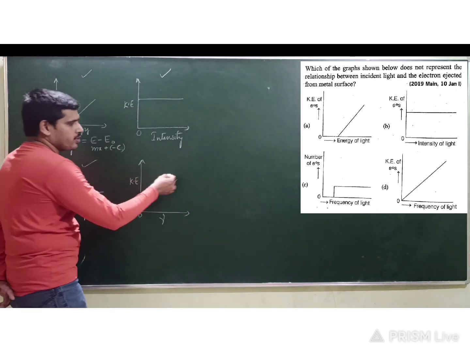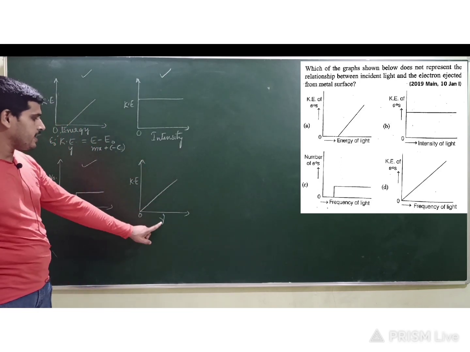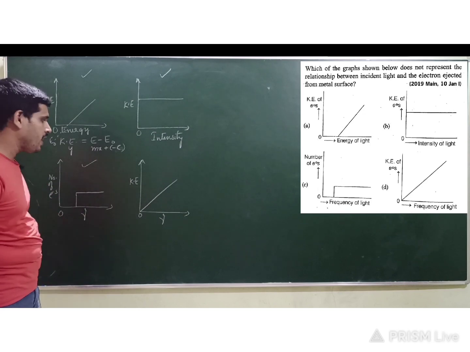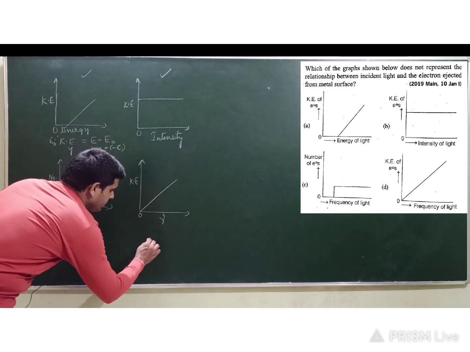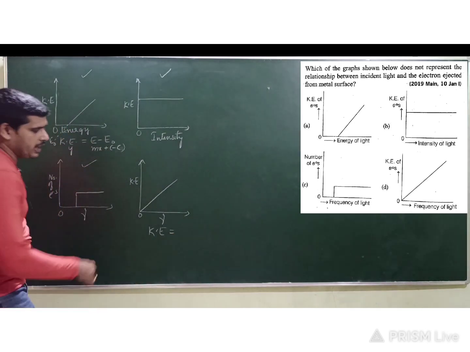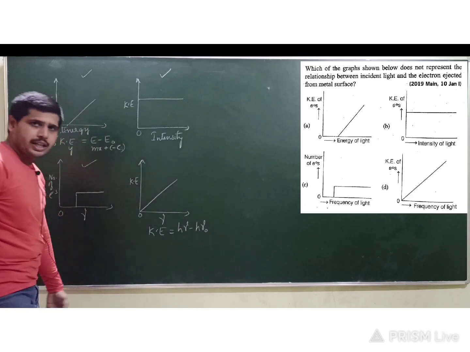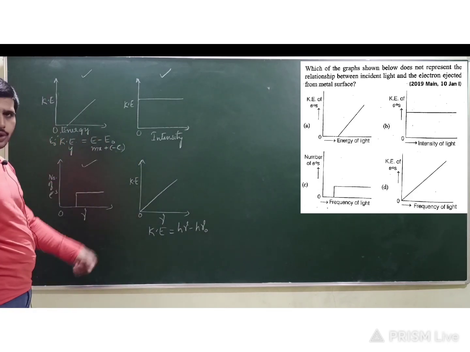What about the fourth one? Of course, this is the right answer, or I mean incorrect representation. Why? Kinetic energy and frequency. You write the expression relating these two. What is that? Kinetic energy is equal to, here I have written E minus E naught. Let me put that as H nu minus H nu naught. Can I? Yes, of course. E is equal to H nu, isn't it?